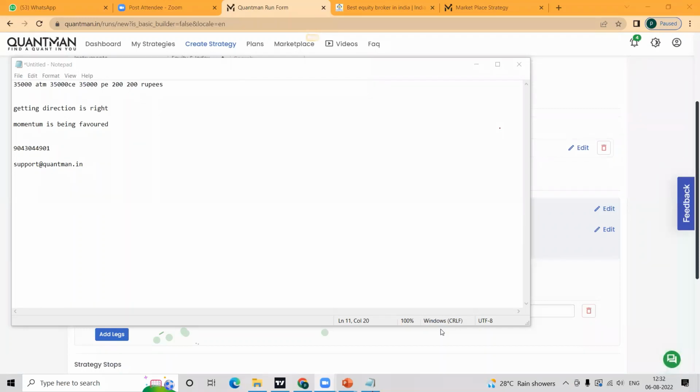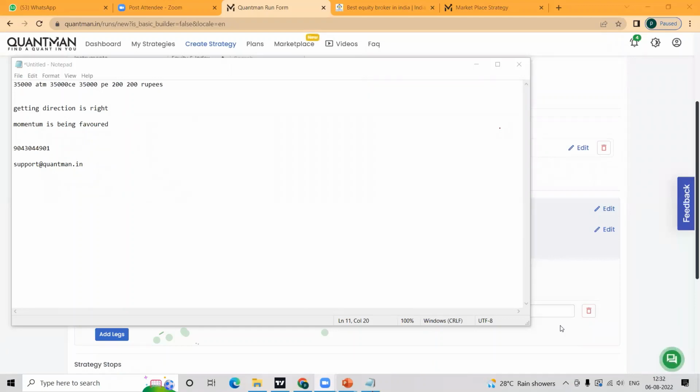And is there any mobile application? Sir, actually this is mobile responsive only. You can browse the QuantMan website on your mobile, log in from there and place orders, sir.